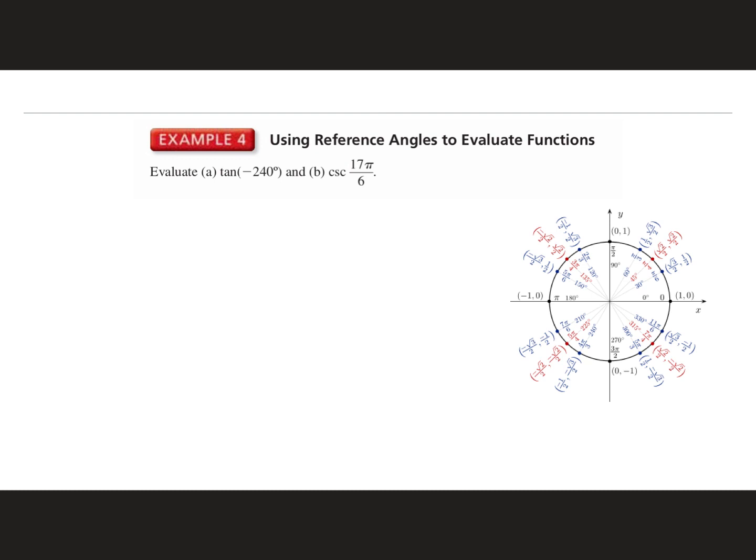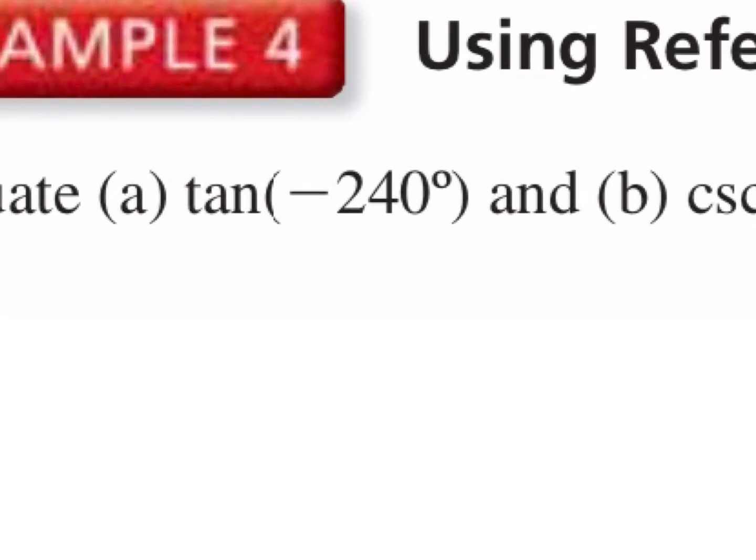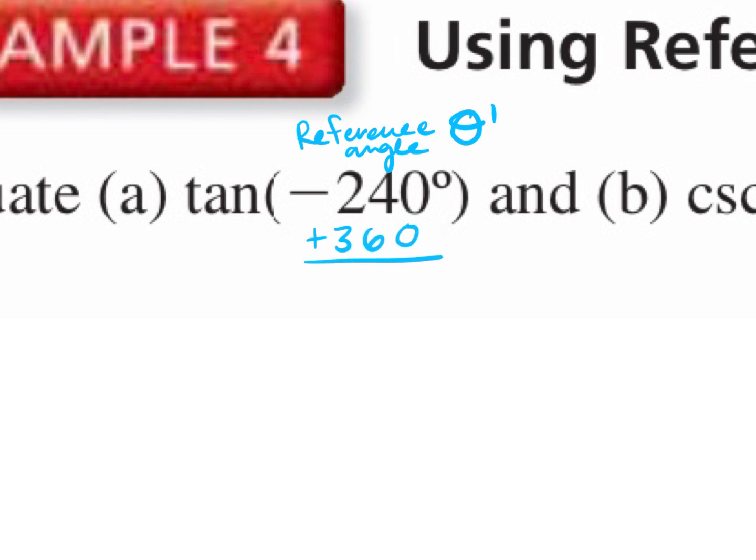So let's look at example 4 for A. We want to find the reference angle for negative 240. So this is what we did yesterday. So we're looking for the reference angle, which is theta prime. So we want to turn this into the positive coterminal angle first. So we're going to add 360 to it. So when we add 360, we get 120. So we're technically looking for the tangent of 120 degrees.